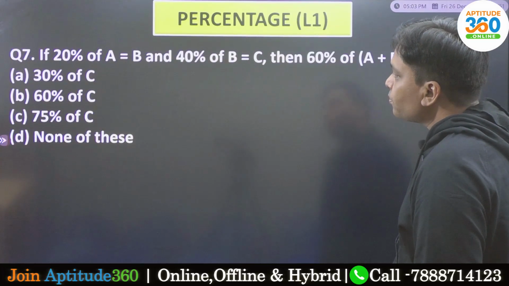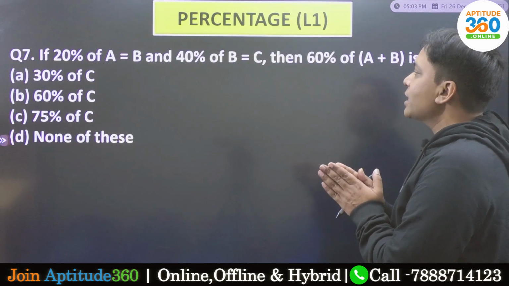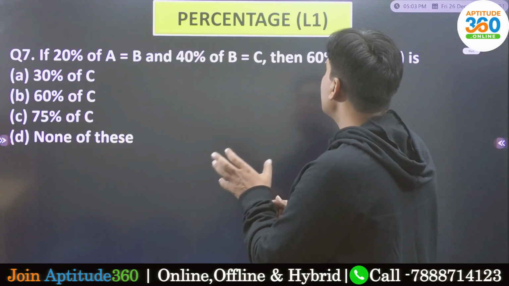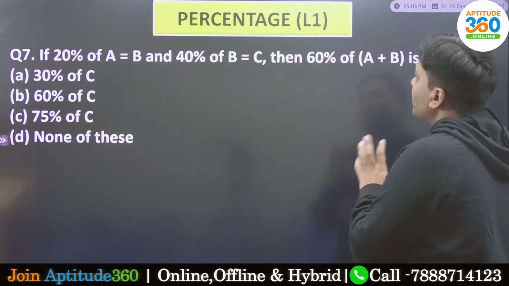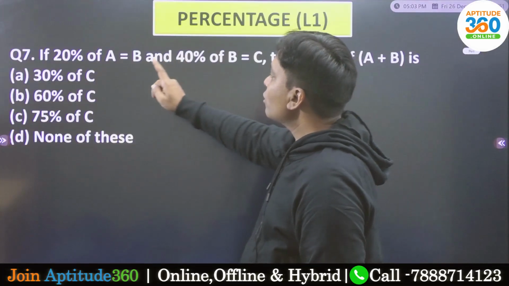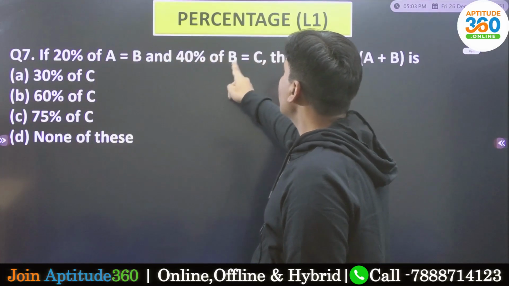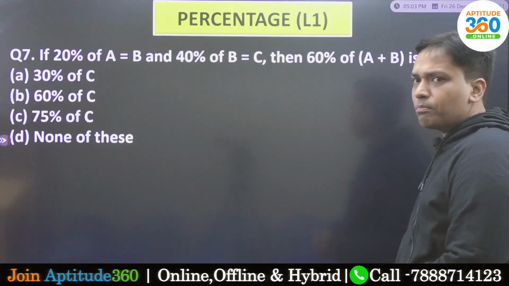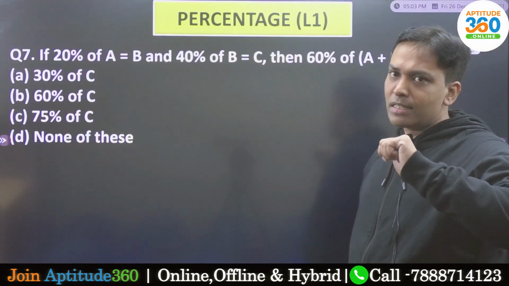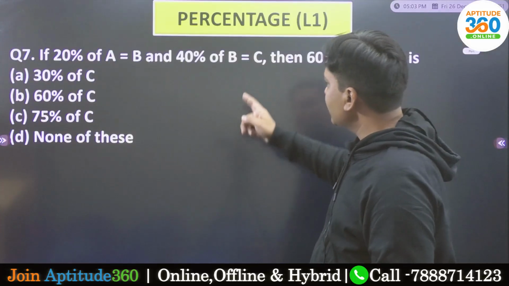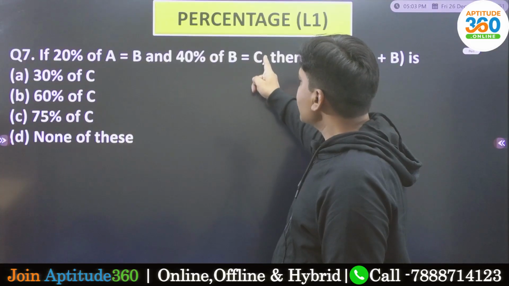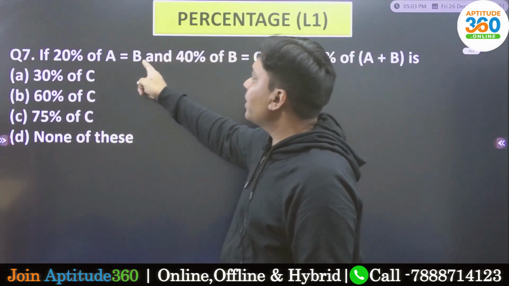Now, 20% of a is equal to b and 40% of b is equal to c, then 60% of a plus b is going to be how much? 20% of a is b and 40% of b is equal to c. So the entire comparison is starting with a.